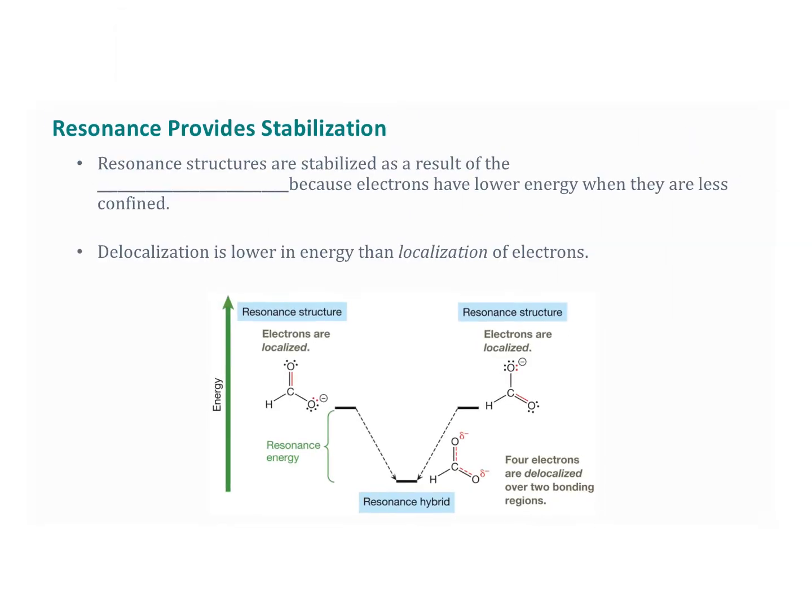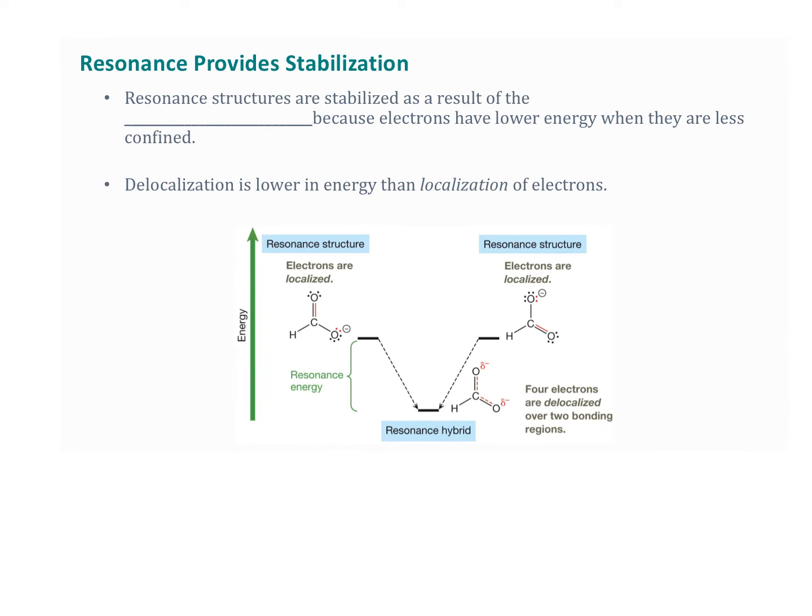And so we can see that there's an image here that's really helpful if you're a visual learner, but I'm going to fill in the sentence. Resonance structures are stabilized as a result of the delocalization of electrons because electrons have lower energy when they are less confined. Now, delocalization is lower in energy than the localization of electrons.